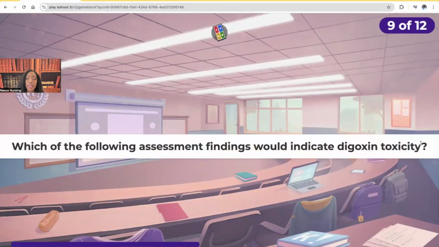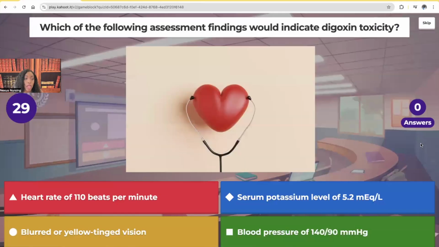Which of the following assessment findings would indicate digoxin toxicity? Heart rate of 110 beats per minute, serum potassium level of 5.2, blurred vision or yellow tinge vision, or a blood pressure of 140/90. What do you guys think?